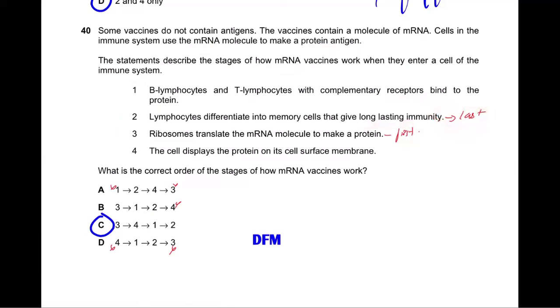Ribosome translates the mRNA molecule to make a protein. Yes, because you are producing a protein inside a cell. So the first thing the ribosome should translate. In fact, the first is the mRNA goes in. Then the ribosome translates it into the protein. The cell displays protein on its cell surface membrane. So what is the correct order? This should be the first, this should be the last. It's a very straightforward question. So 3, 4, 1, 2 will be the correct answer.